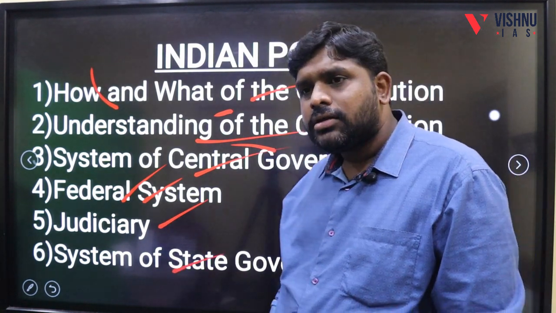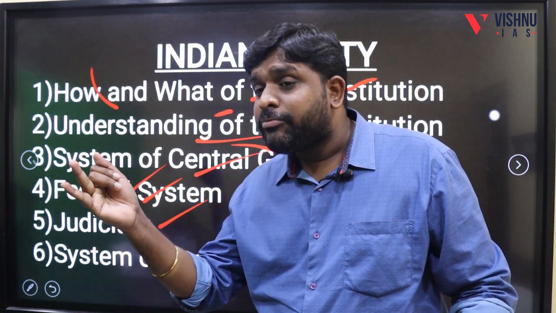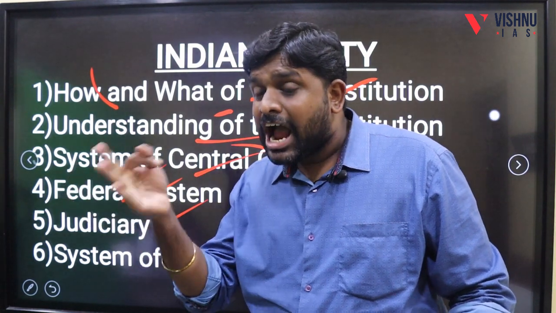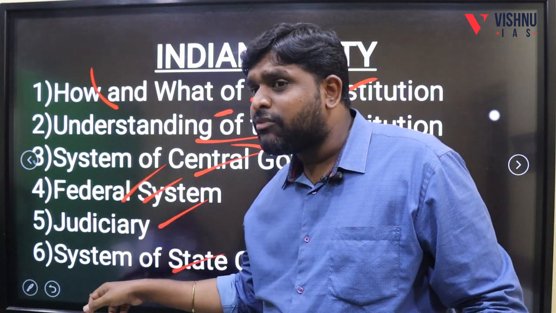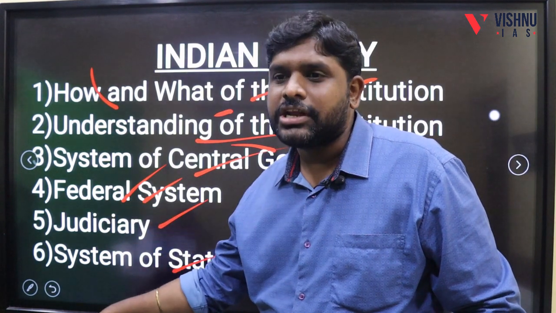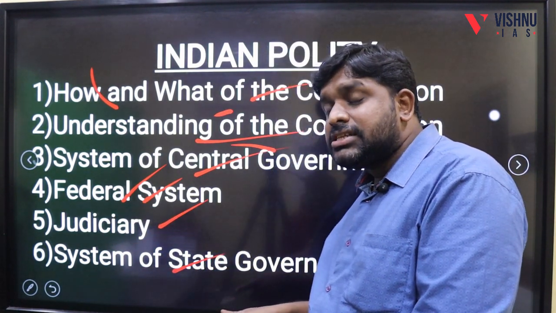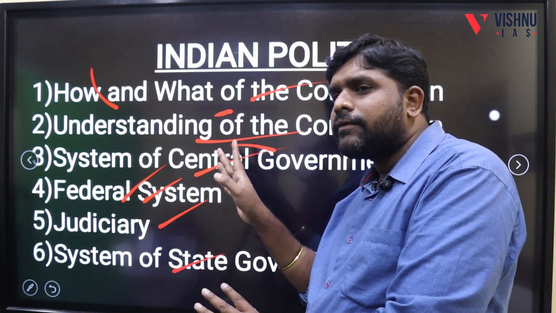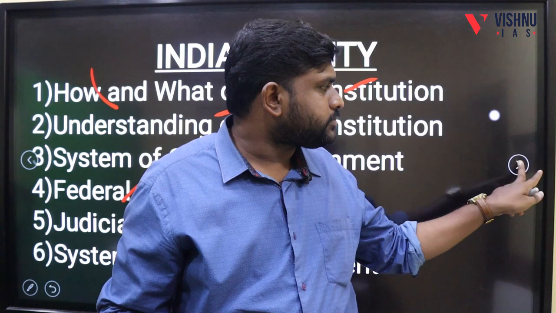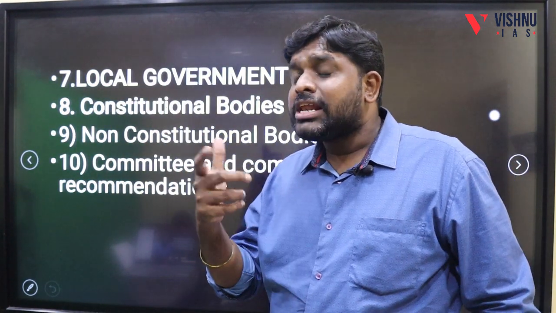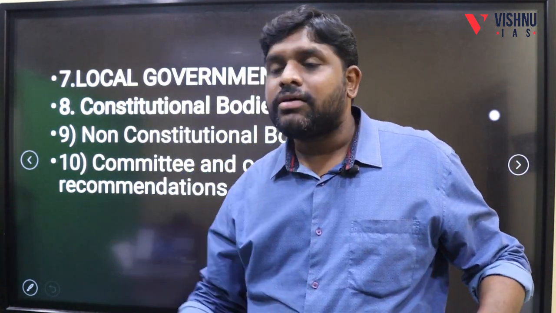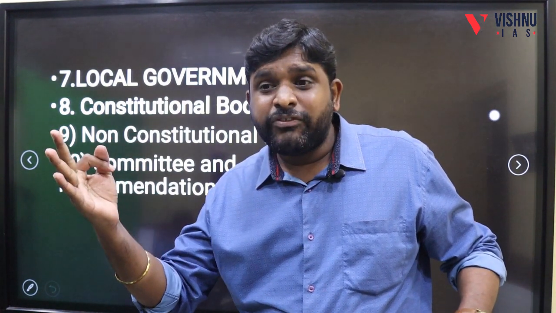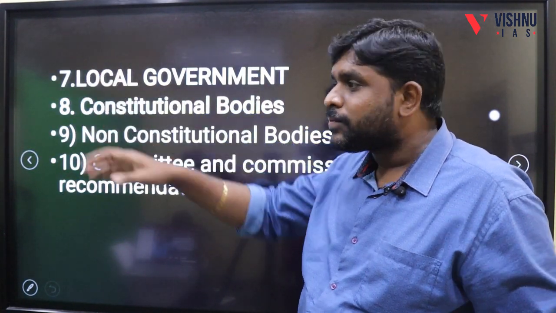System of state government: governor, council of ministers headed by the chief minister, advocate general, here attorney general, there advocate general, and state legislature. All these things will be discussed in the system of state government. Next section, the seventh section, local government. State government finished, then next is local government: Panchayati Raj institutions, urban local bodies, scheduled 5 areas, scheduled 6 areas, local governments.